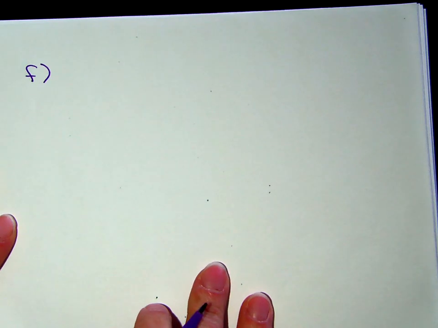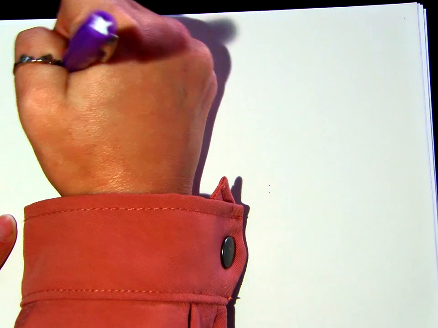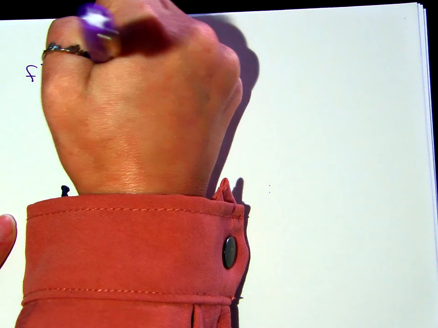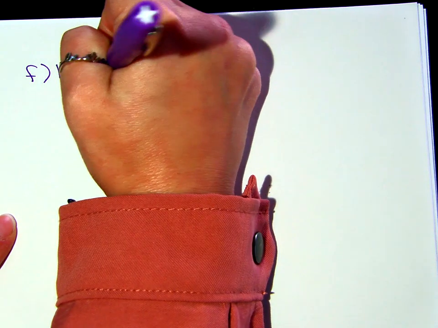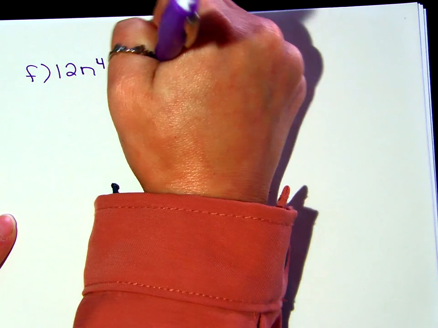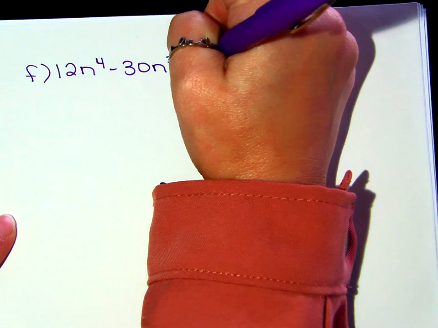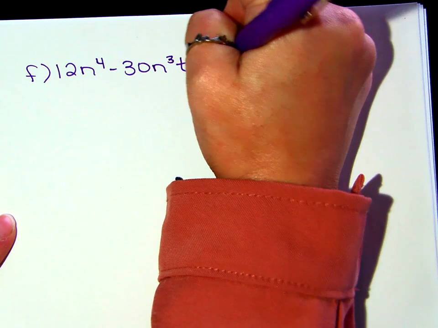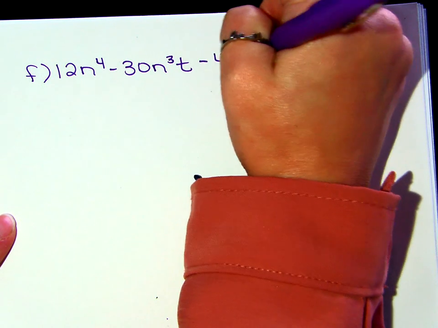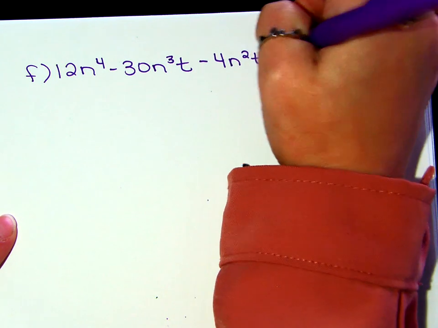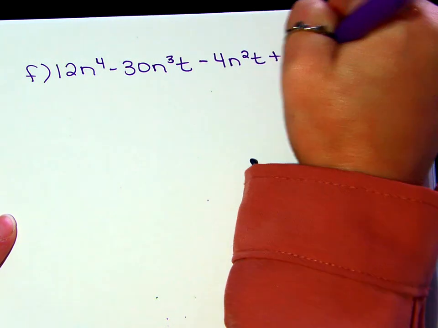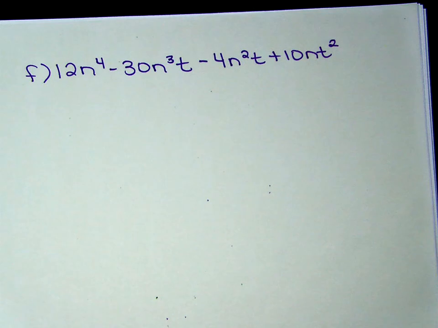a little bit better. So we're going to do 12n to the fourth minus 30n to the third t minus 4n squared t plus 10nt squared. And pay attention to the variables that Pearson gives you.